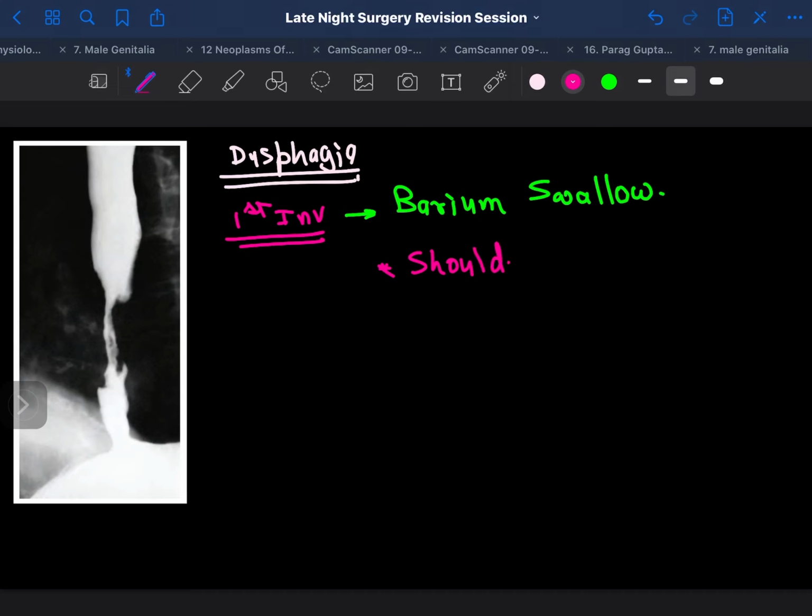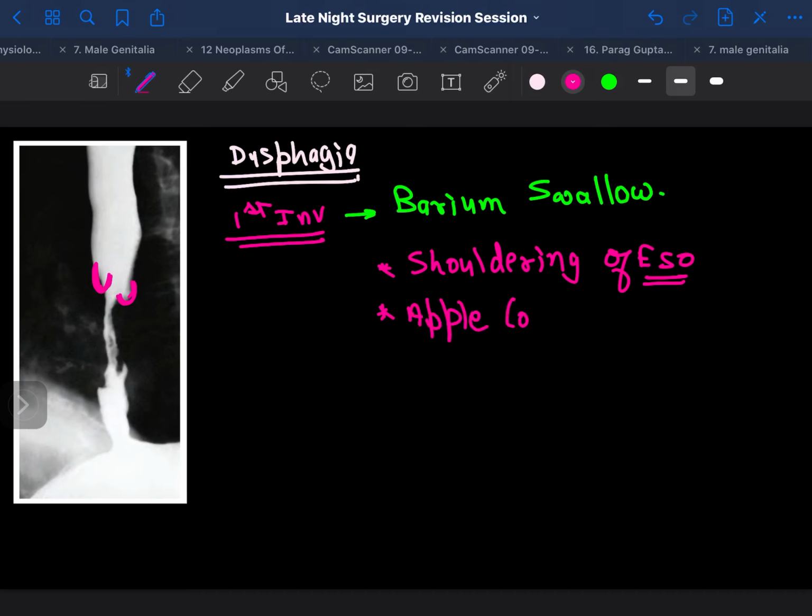On the barium swallow, you are finding that there is a shouldering of the esophagus. So what do you understand by shouldering of the esophagus? Are you able to appreciate this? This is what is called a shouldering of the esophagus. These bumpy lesions are what is called a shouldering of the esophagus.